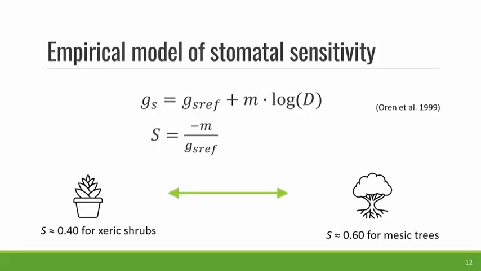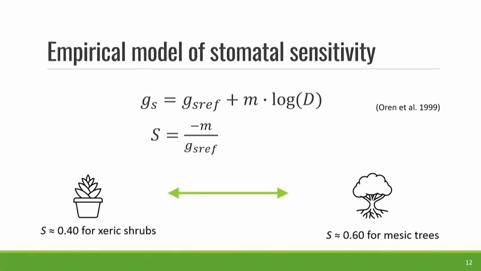And to do this, I employed an empirical model of stomatal sensitivity from Oren et al. All it says is that stomatal conductance, or GS, is equal to a linear function of the log of vapor pressure deficit. The intercept, that GS ref term, is a reference conductance, so how much stomatal conductance occurs at 1 kilopascal of vapor pressure deficit, and then M is a slope term. Stomatal sensitivity, or S, is indexed as negative M over GS ref.